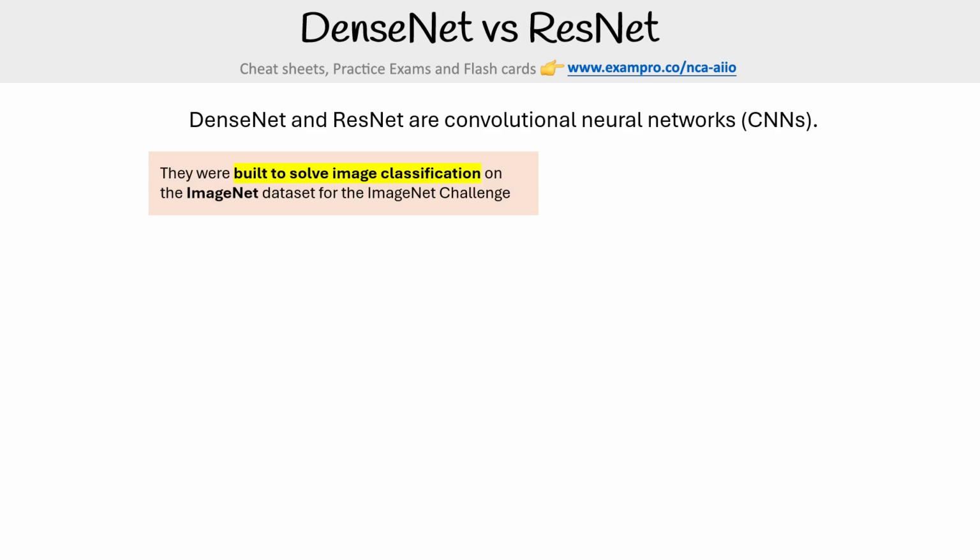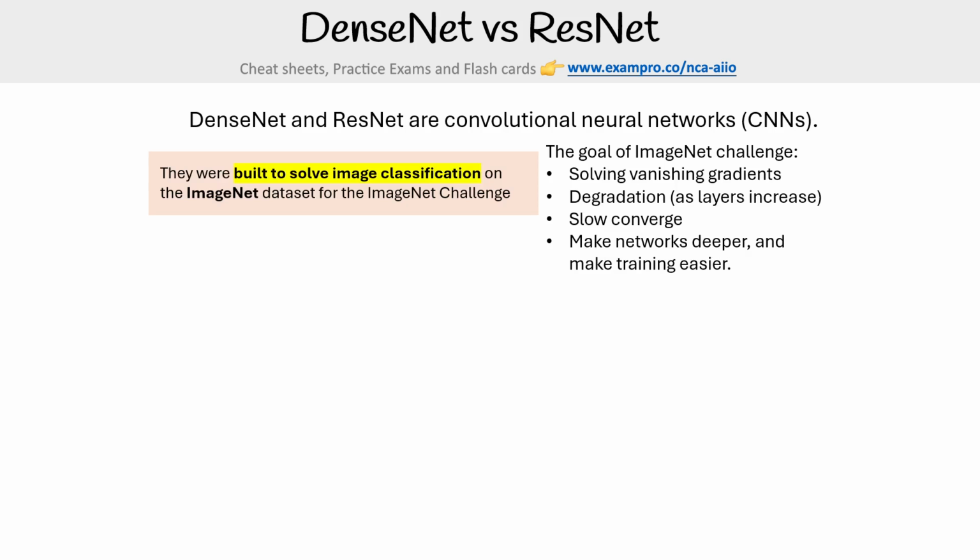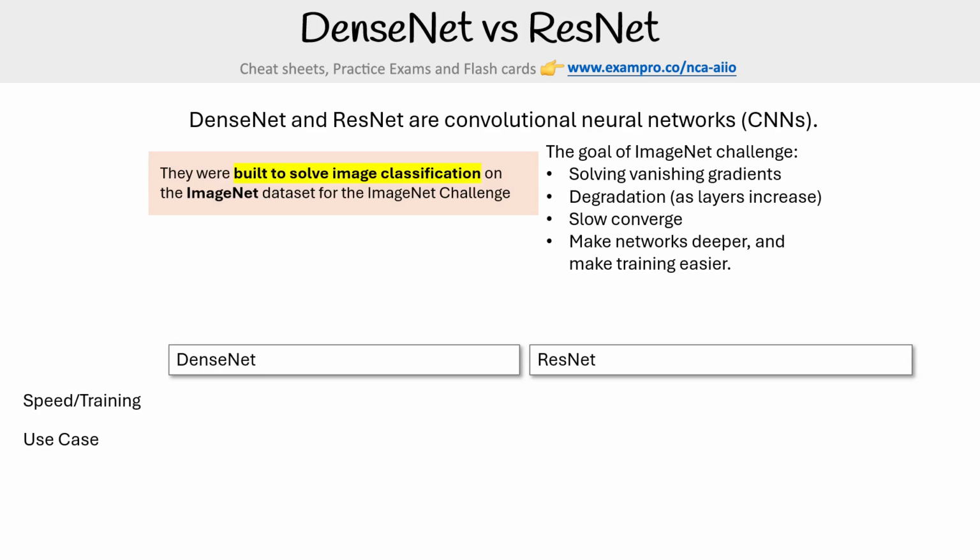That's why whenever we look at the ResNet or DenseNet examples, they're always using those 5 images, because that was the original use case. Obviously, these things can be retrained, not just for image classification, but for other things. But the ImageNet challenge was to solve things like vanishing gradients, degradation as layers increase, and slow convergence. What it told me was basically to make networks deeper and make training easier, specifically with convolutional neural networks. Okay, and so we just compare these two.